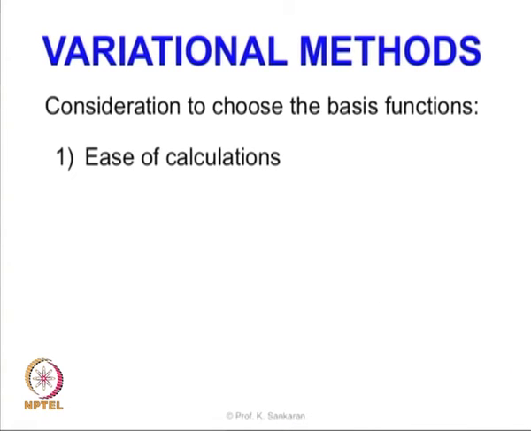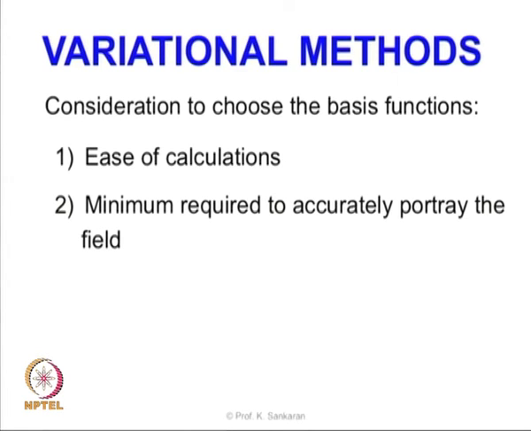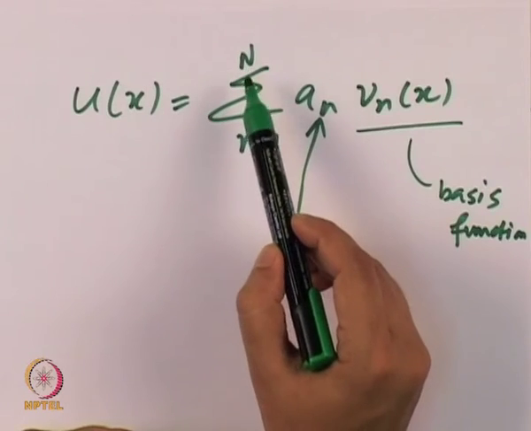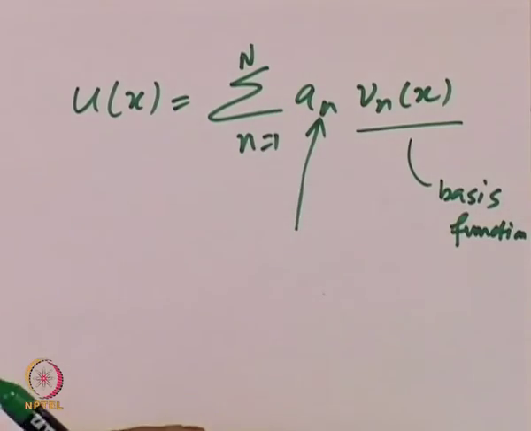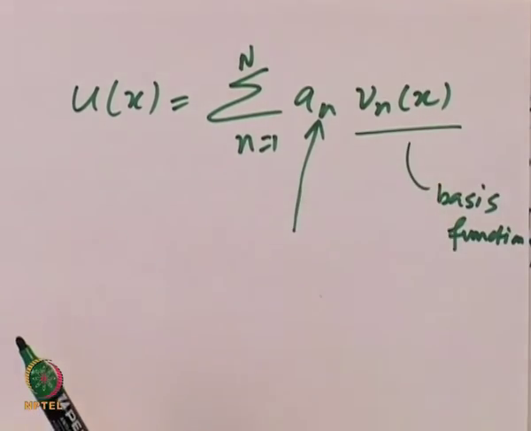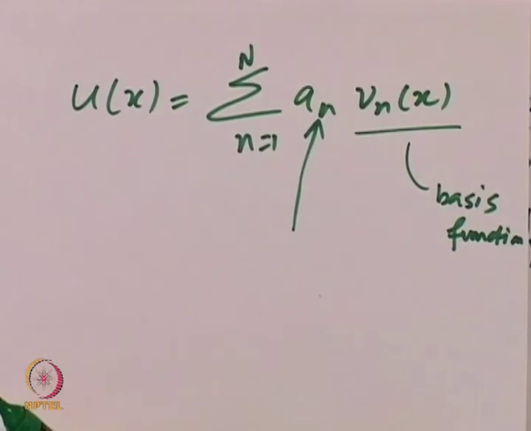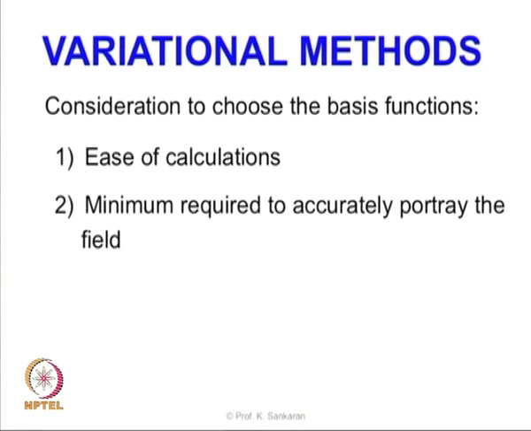So we want the basis function to be easy to calculate, and they have to be minimum so that we can accurately portray it as a summation. So we don't want the number n that we have in this particular slide to be large. We want it to be a small number so that we have a minimum number of basis functions to accurately calculate this particular value. So the options we have are quite interesting from these two conditions.